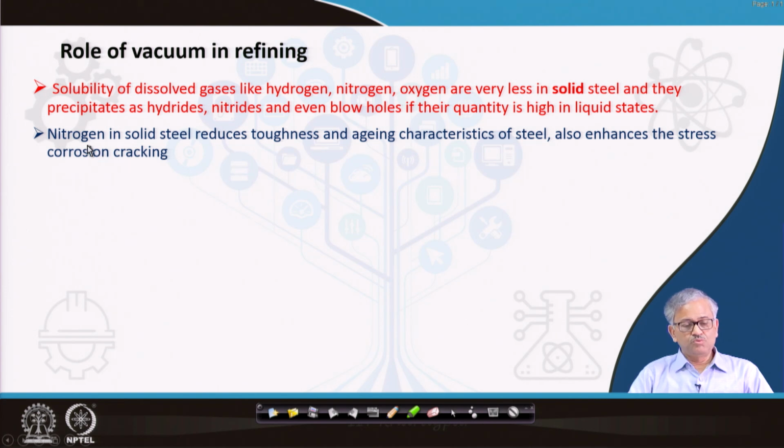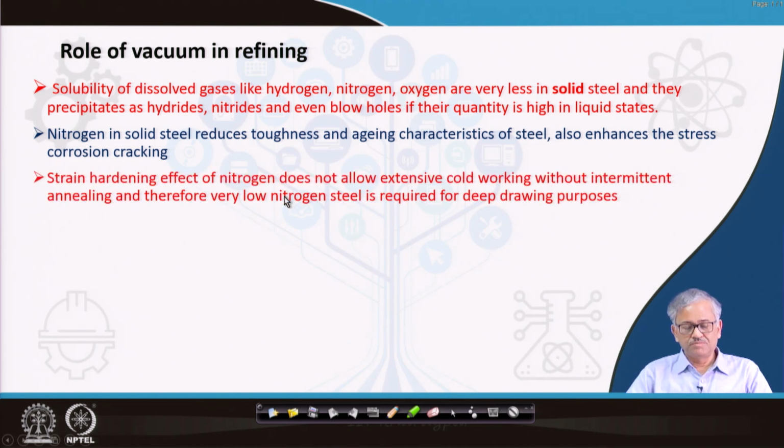And nitrogen, what problem can it do? Nitrogen in solid steel basically reduces the toughness. It reduces the toughness and the aging characteristics. So, basically if you age it, then nitride precipitates form at the grain boundary, and then they cause work hardening. When you work the steel, then you require some intermediate annealing, because you have to diffuse out the nitrogen from forming these compounds.